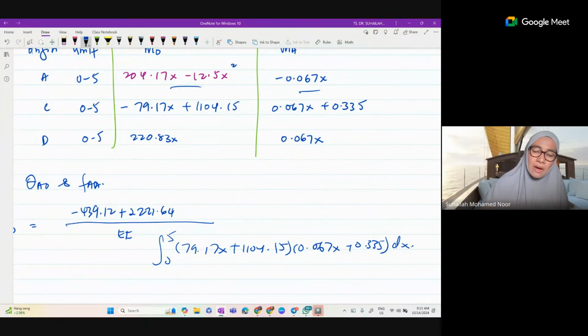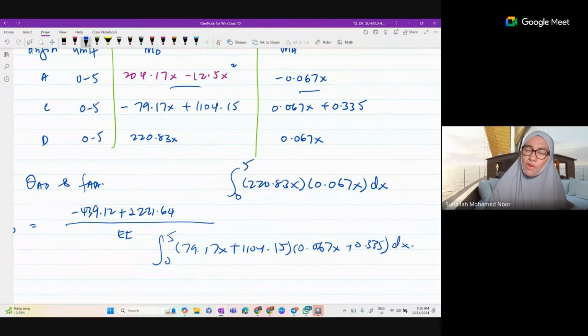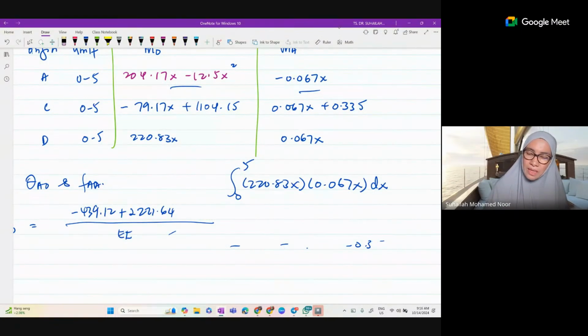Okay, now yang ketiga is 220.83x dengan 0.067x, 0 to 5 dx. So please integrate this. This is for member CD. Okay, tak payah tulis tau. Saya just tunjuk sahaja. Terus tulis the answer for theta A0.